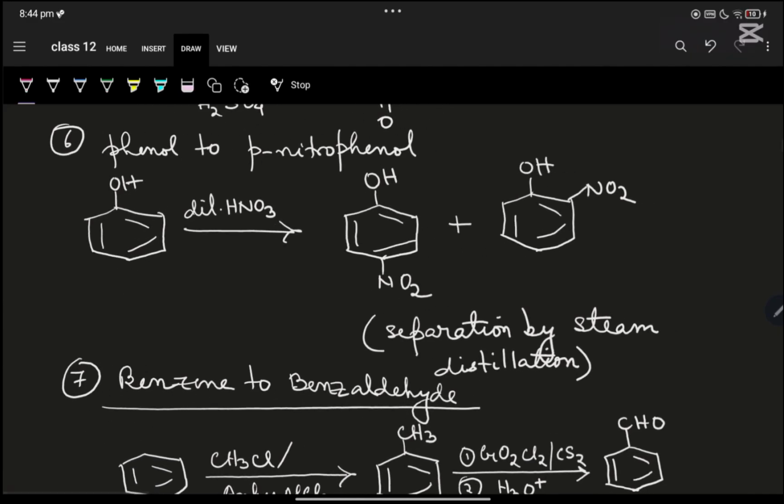Now phenol to para-nitrophenol. This is the one which I was telling you. Give dilute HNO3. You will get para-nitrophenol. This is the major amount and you separate. Along with this you will obviously get a minor amount of ortho product. You separate it by steam distillation as the ortho product is more steam volatile. This is the other concept. Now in conversions you need not write that it is more steam volatile. Just write separation by steam distillation.